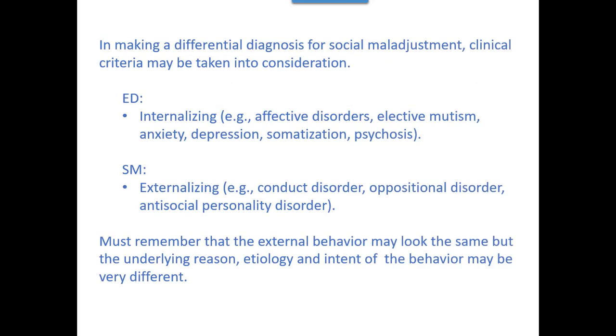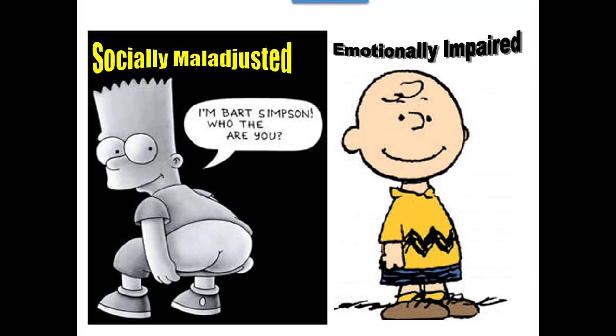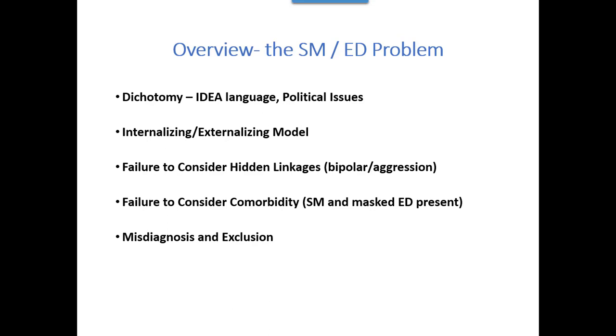Again, this other thing here, which was really important at the bottom: the external behaviors may look the same. How they manifest their behaviors may be identical for these two groups. The question is, why are they acting that way? So, a quick way to see it: we have the very depressed Charlie Brown, who has some severe anxiety issues, and then you have the socially maladjusted Bart Simpson.